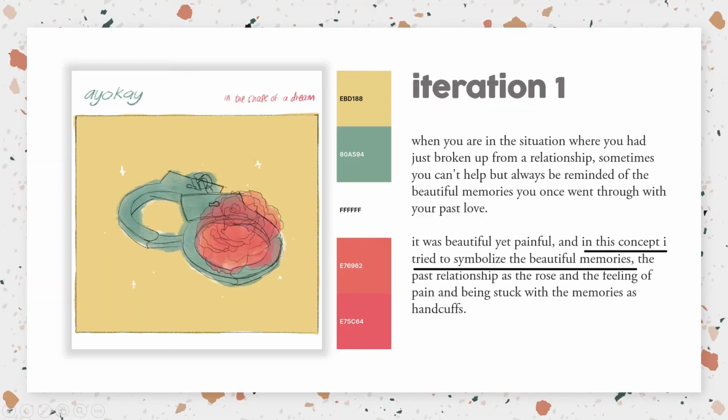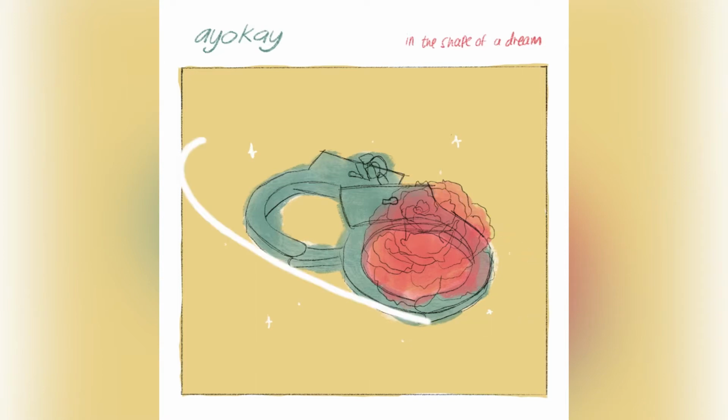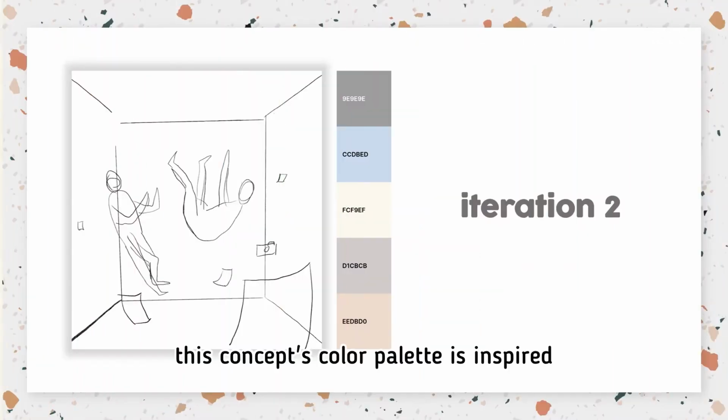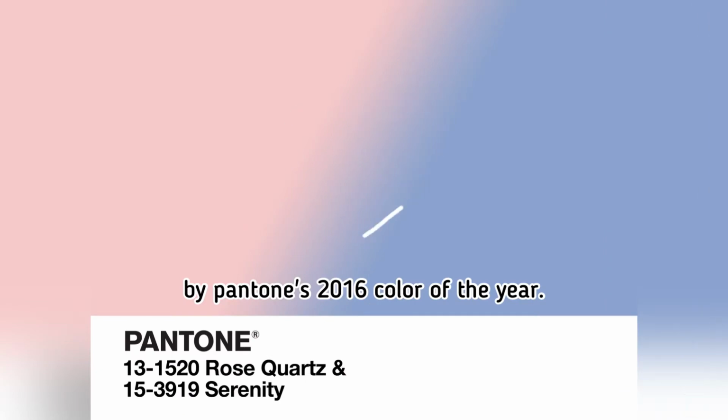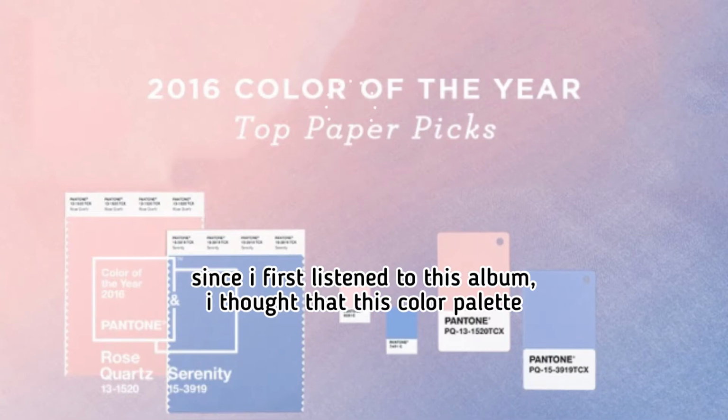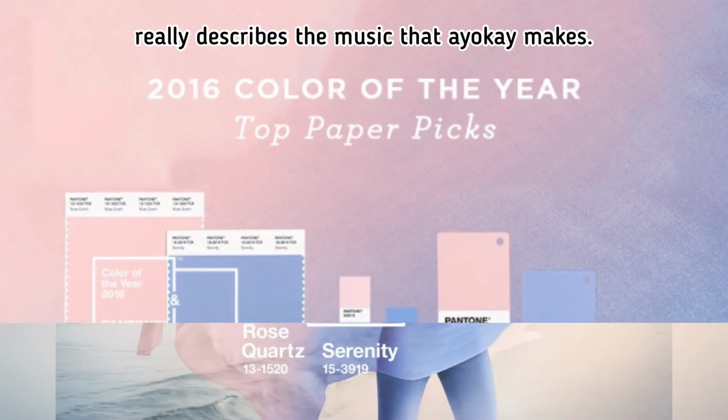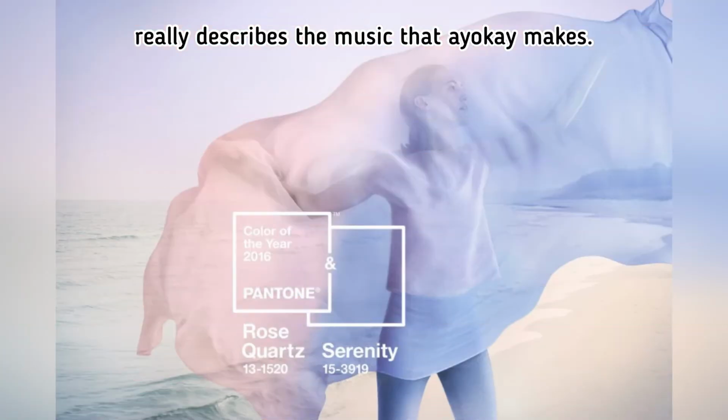In this concept, I tried to symbolize the beautiful memories of the past relationship as the rose, and the feeling of pain of being stuck with the memories as handcuffs. This concept's color palette is inspired by Pantone's 2016 Color of the Year. Since I first listened to this album, I thought that this color palette really describes the music that Ayokay makes.